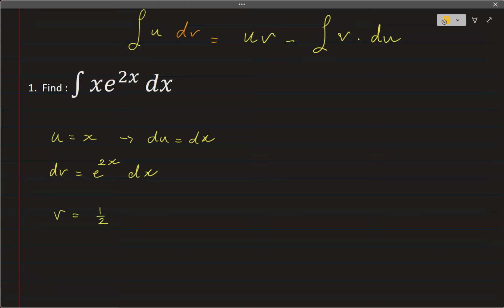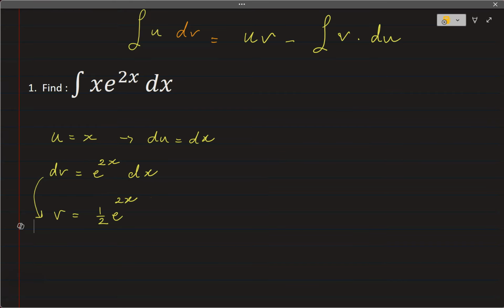You get 1/2 e to the 2x. Now remember that this is something you just have to remember. It's just the e function. So you take the derivative of 1/2 e to the 2x, and you should get e to the 2x. You get e to the 2x times the derivative of 2x, so the 2 in front times 1/2 gives you e to the 2x back. So that is the correct integral of e to the 2x.